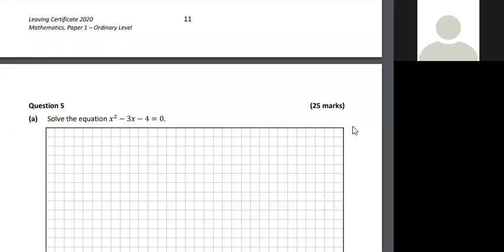Now, this is a quadratic equation, right? Are you hearing me? Okay. Now, so the question is: solve the equation.